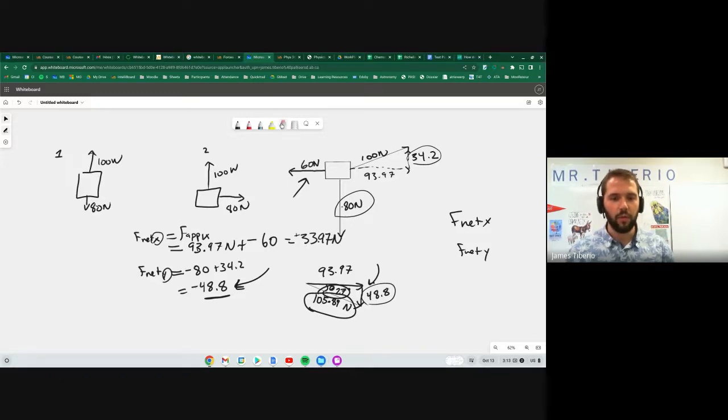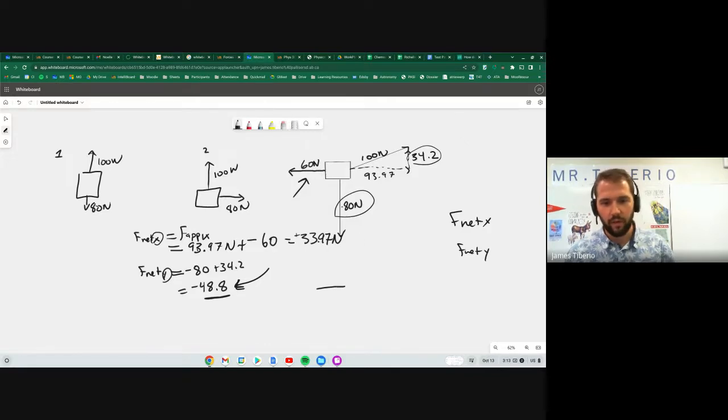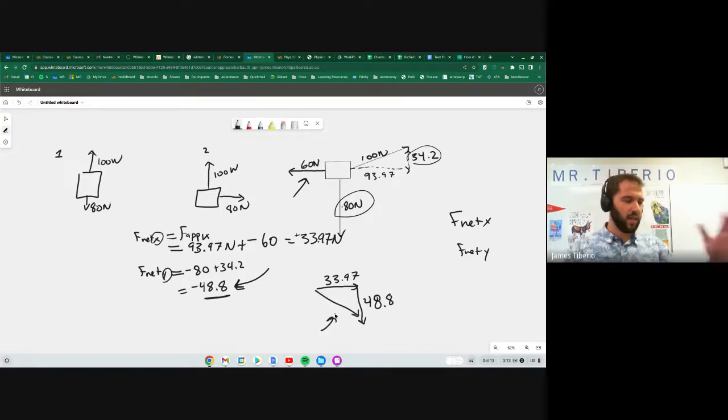And so now if we were to redraw this triangle, we now get 33.97 newtons, and this one should be bigger, 48.8. And again, you can find the new resultant exactly the same way, a squared, b squared, c squared, and you can use sine and cosine or tan to find the angle.